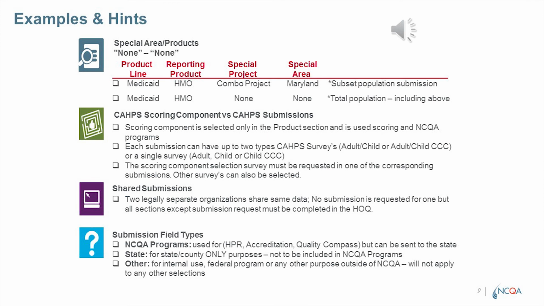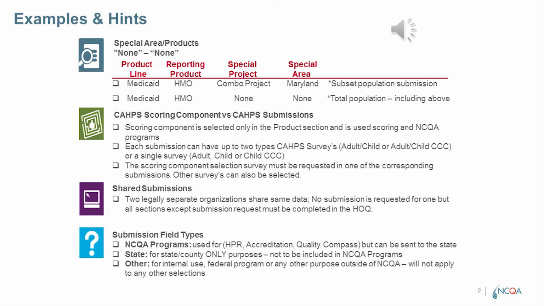Okay, so we're starting with our special area, special products, what we call none. So here on the slide, we're looking at an example of one organization with two submissions for the same reporting product line and reporting product. First one we have is one with both a special product and a special area. Now, it can be one or both, but as long as there is a special product or a special area, this would represent a subset of the Medicaid population.